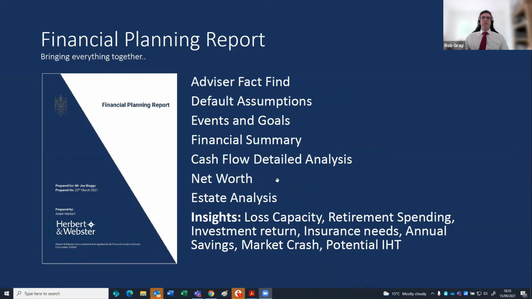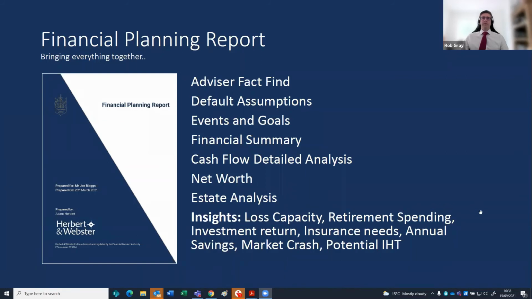Shows what their likely net worth is going to be from year to year. There's then the estate analysis, which shows if there's going to be any likely inheritance tax at the end. And then we can also provide lots of insights, depending on, again, what their requirements are. But that includes loss capacity. So that's relating to investments. If people want to invest money, obviously no one wants to make a loss. But what's really important for us is if you did have a loss with an investment, is that going to impact your day-to-day standard of living?